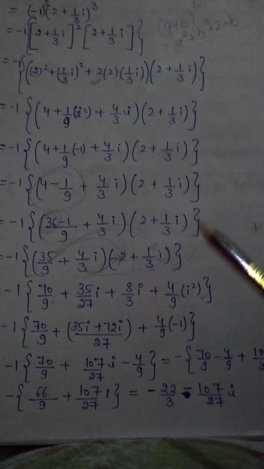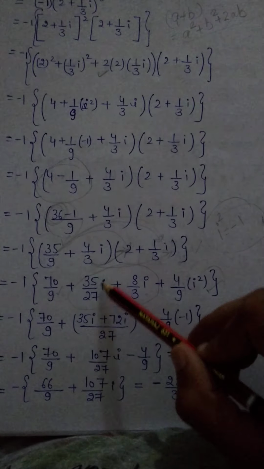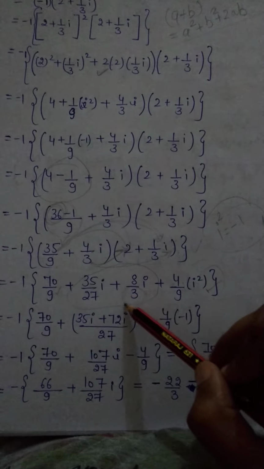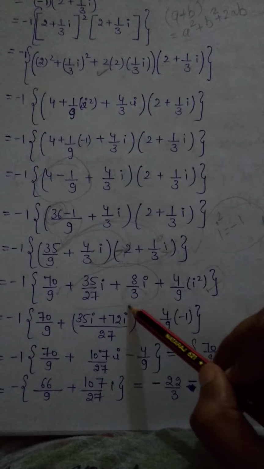So I have got 70 upon 9 plus bracket 35 iota plus 72 iota upon 27. How? By solving these two. LCM of 27 and 3 is 27. This is 35 iota. It is 3, so I need to multiply it by 9 to get 27. So I will multiply this also with 9, and 9 8s are 72 iota. Then here I have put beta, it is minus 1, so it will become minus 4 by 9 in the next step.